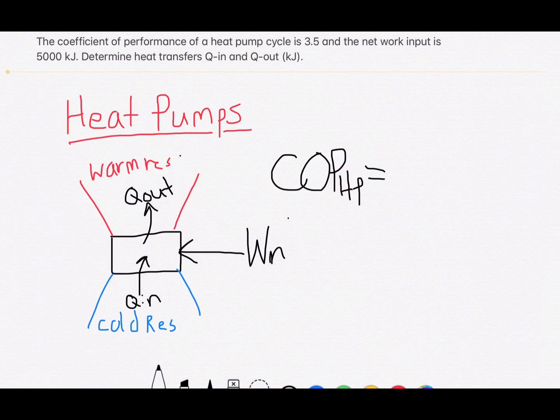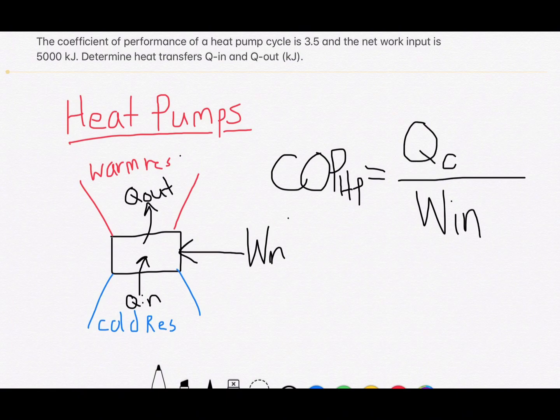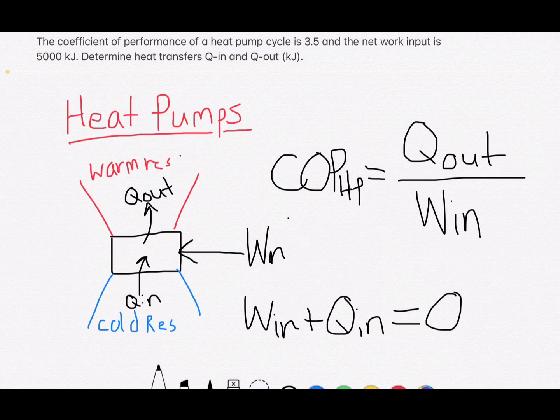So as far as efficiency goes, we use coefficient of performance of a heat pump. It's still what we want over what we have to put in. So it's the work input in the denominator and the heat out in the numerator. And applying that whole what goes in must come out thing, work in plus heat in equals heat out, which is the exact same thing as we said before.